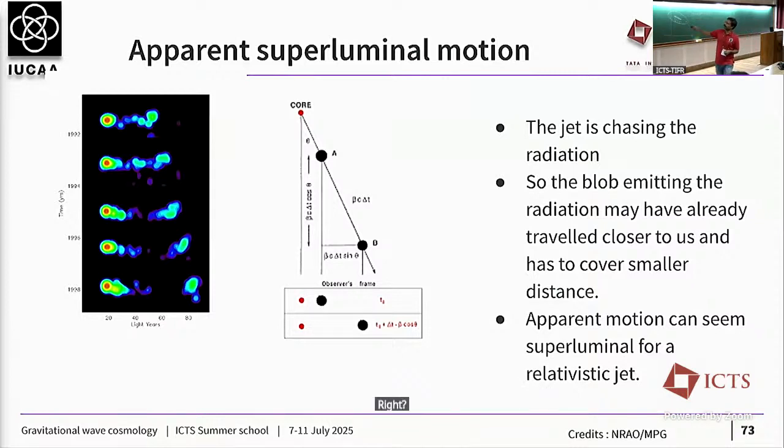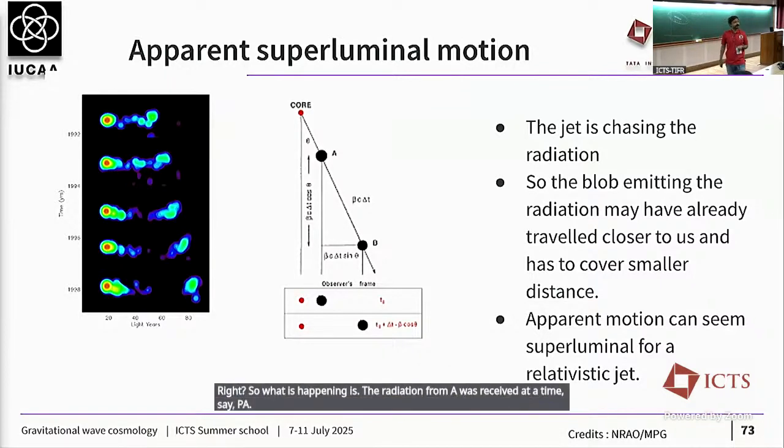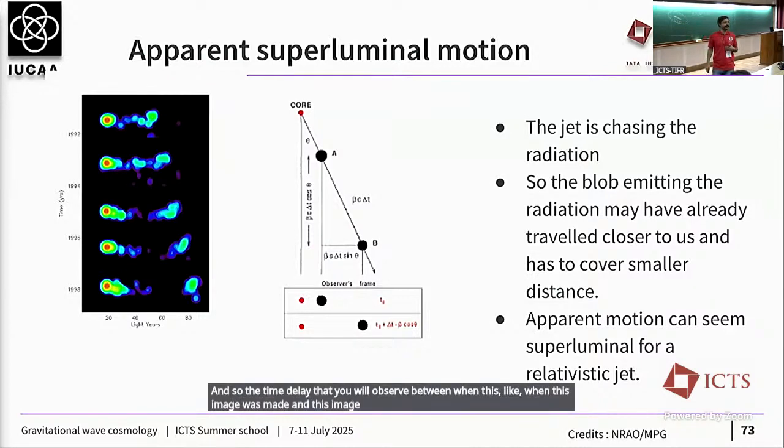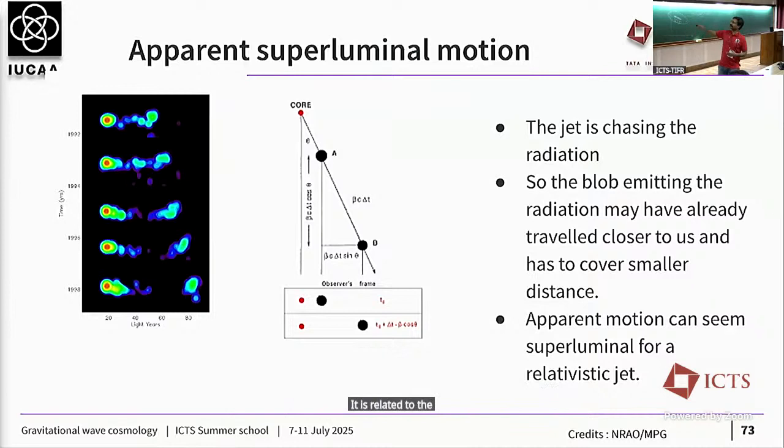So what is happening is the radiation from A was received at a time, say Ta, but the radiation from B now has to travel a lesser distance to come towards you, just because the blob has moved from A to B. And so the time delay that you will observe between when this image was made and this image was made is related to the fact that, first of all, A takes a longer amount of time to reach you.